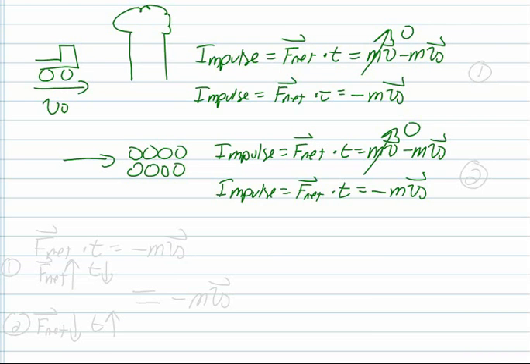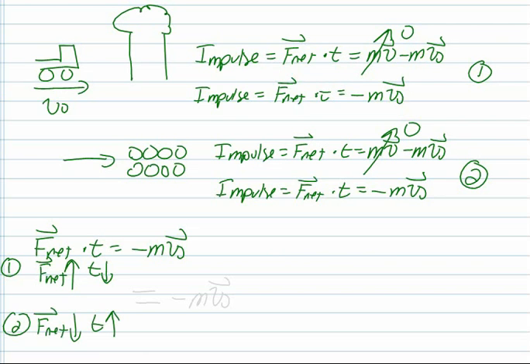So let's call the tree case 1 and the bushes case 2. So what we have is this: F net times t is negative mv0. In the case of the tree, the time of impact is very small, therefore F net becomes very large. In the case of the bushes, the time of impact is very large, so F net becomes very small.